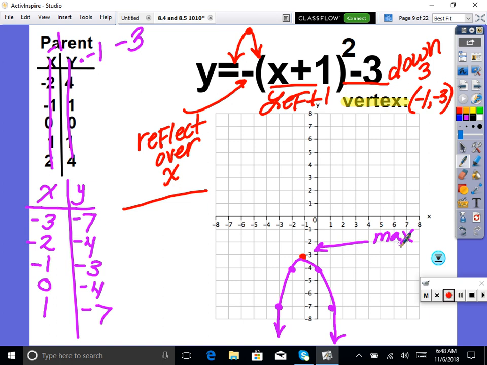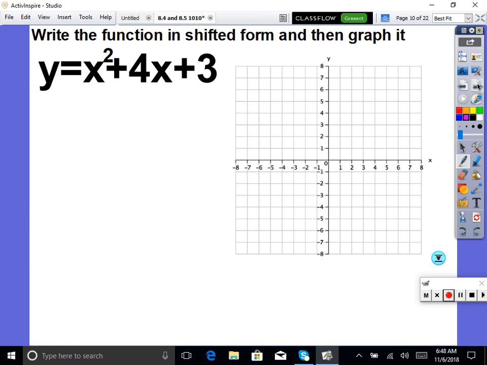Just our y values. It didn't change our x's. If we take and reflect something over the x-axis, it didn't change your x's, it just flipped your y values. So we only did y. Okay, I won't go through and graph this.